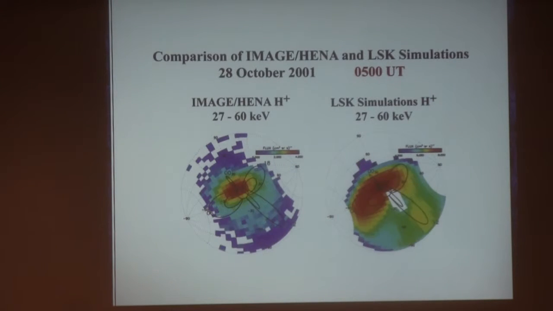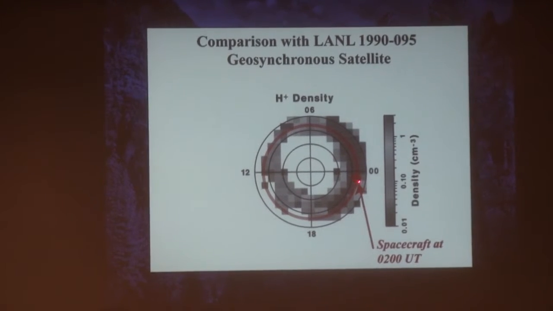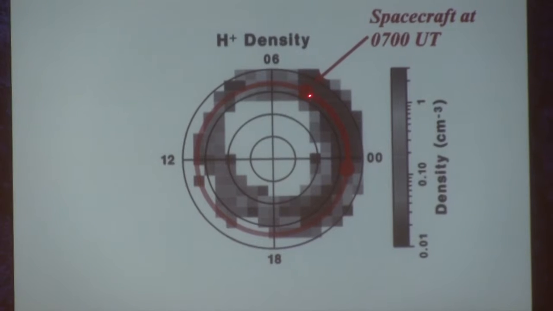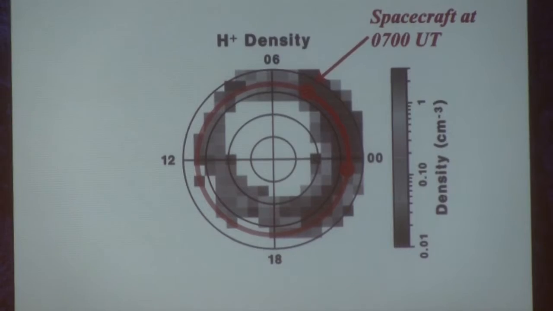In fact, I'm going to go through this. That check is thanks to the LANL satellite, LANL 1990-095, which is in geosynchronous orbit, starts at 0200 UT, so before the storm onset, right over here, and by 0700 UT, which is the end of our simulation, it's in the dawn flank. This is one of the hardest areas for us to simulate. Ions are usually going down tail and convecting duskwards.